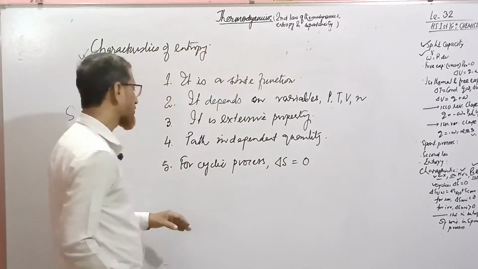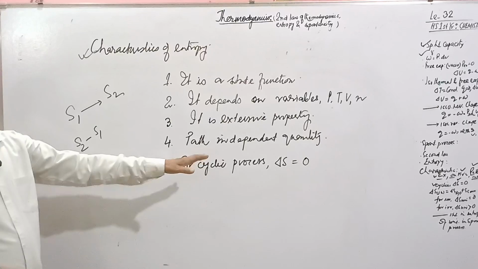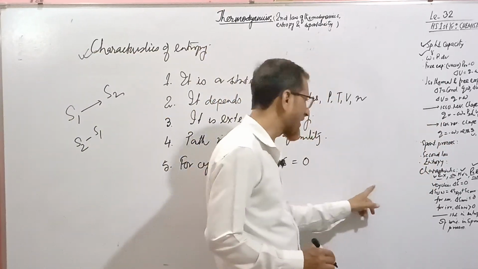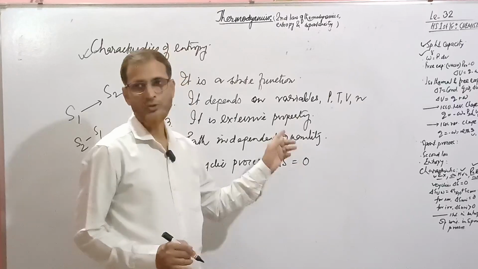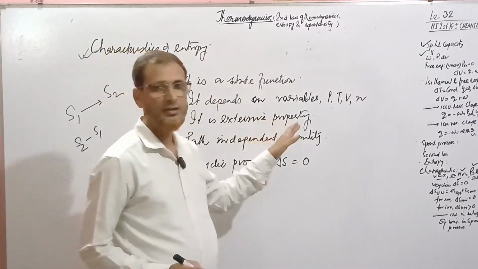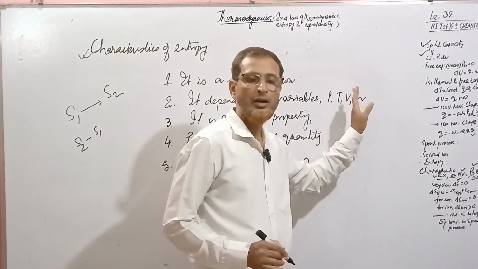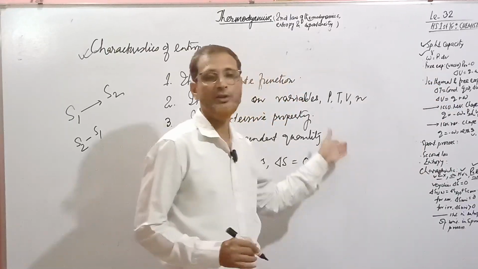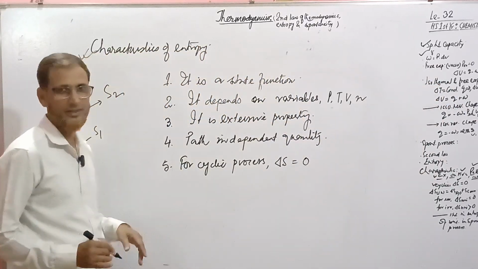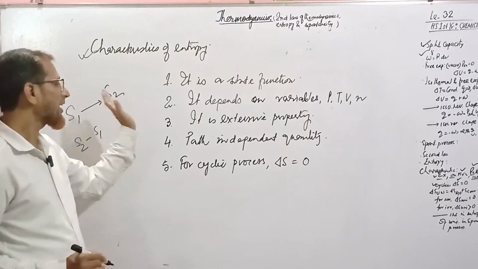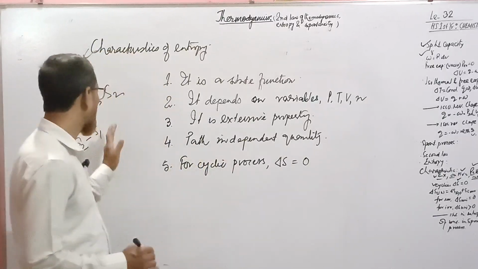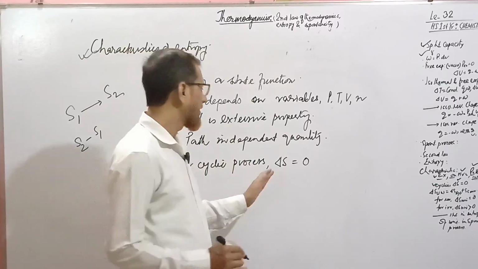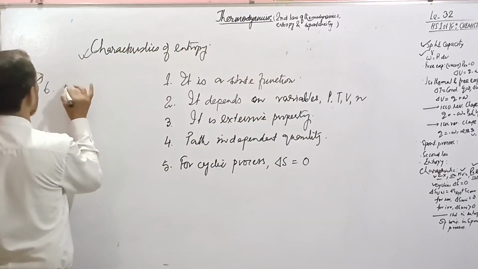For a cyclic process, the change of entropy del S equals 0, meaning process A, B, C, D, E, F, G, H, I, J, K, again A. The process which starts from one state and after progressing through different states comes back to its initial state is called cyclic. So for this cyclic process, the change of entropy is 0.